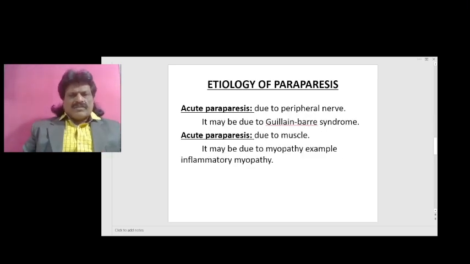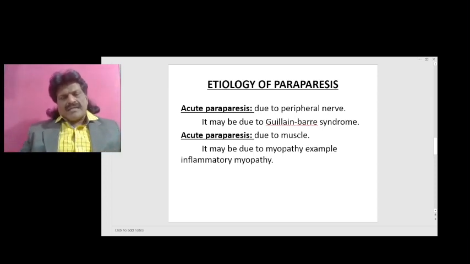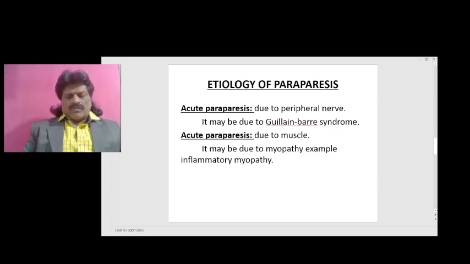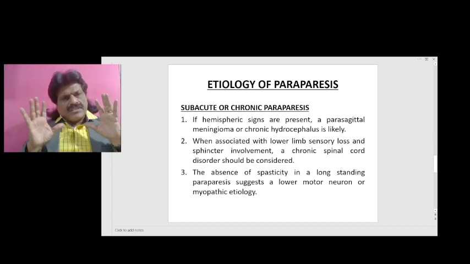Acute paraparesis could be due to a peripheral nerve disease like Guillain-Barré syndrome, a rapidly ascending type of peripheral neuropathy. Acute paraparesis also can be due to muscle disease. So due to muscle, it may be due to myopathy, for example, inflammatory myopathy. Now let's talk about the subacute or chronic paraparesis.